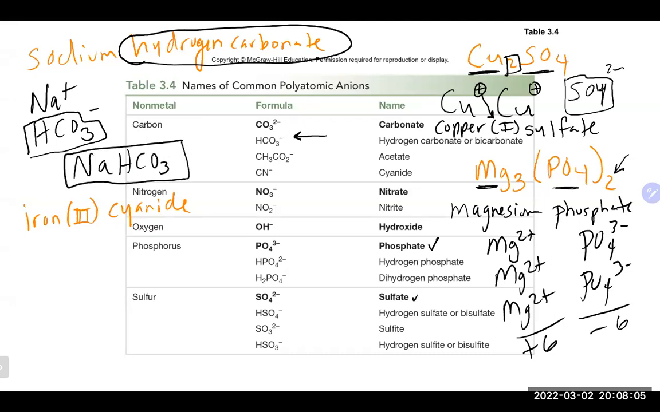Now, in this particular case, there's just one polyatomic ion. You don't need to put parentheses or anything around it. You could just leave it the way it is in that case. Question on that one there?